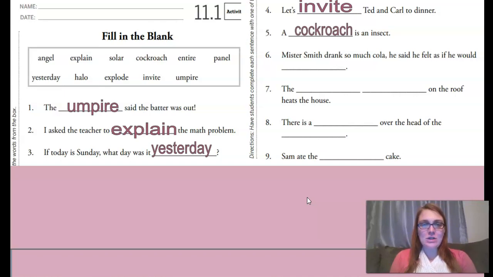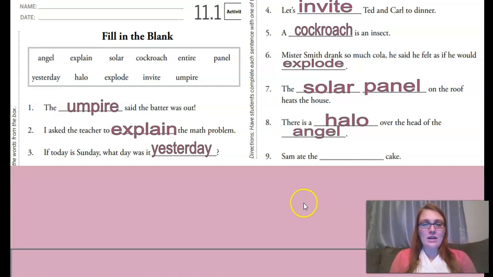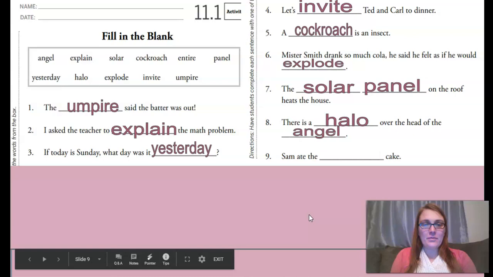Number 6, Mr. Smith drank so much cola, he felt as if he would blank. Explode. Mr. Smith drank so much cola, he felt as if he would explode. Number 7 has 2 words. The blank blank on the roof heats the house. Just looking at all the words. The solar panel. Number 8, there is a blank over the head of the blank. Okay, so 8, there is a halo over the head of the angel. And number 9, Sam ate the blank cake. Sam ate the entire cake.